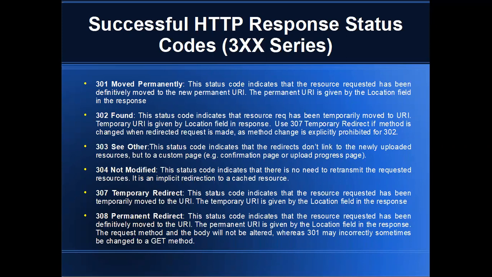And 307 is a temporary redirect. The status code indicates that the resource has been temporarily moved to a different URI. And 308 is a permanent redirect. Guys, in this, please remember that 301 and 302 are the most important, and 304. The other ones, don't worry too much about it. Clear, guys?